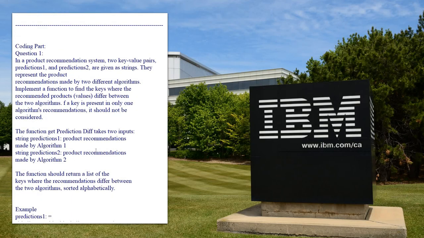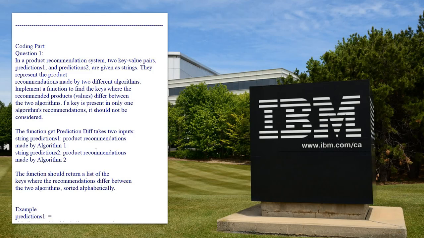As mentioned, there will be two parts. The first part is the coding part, and the second will be the REST API. In the coding part, the question is on a product recommendation system. You'll have key-value pairs, say prediction 1 and prediction 2. These are strings, and you can also think of them as product recommendations from two different algorithms.